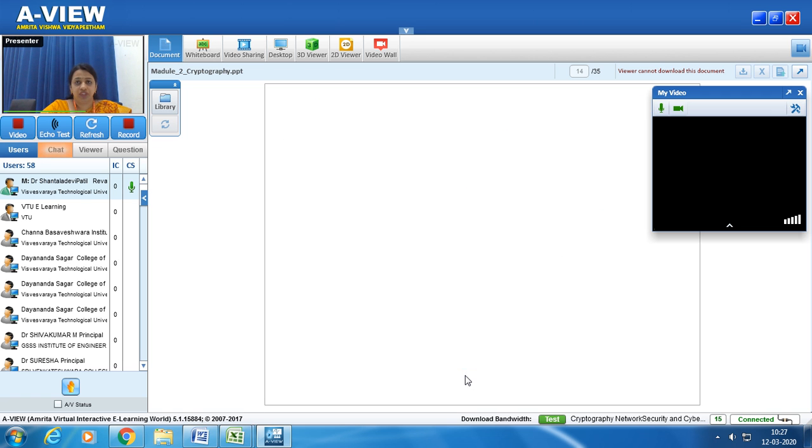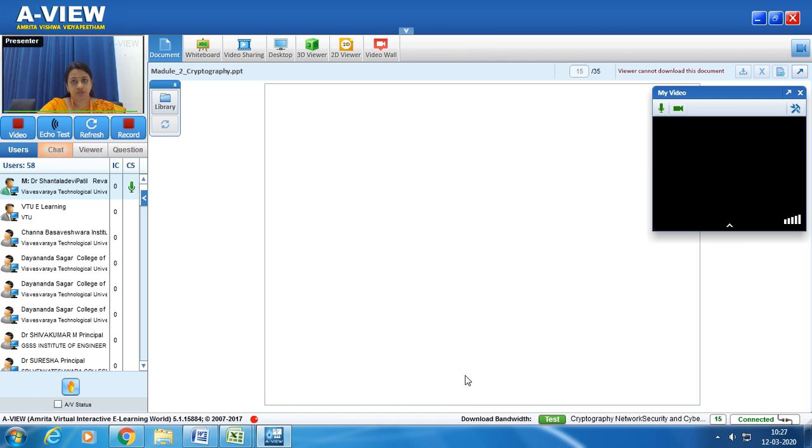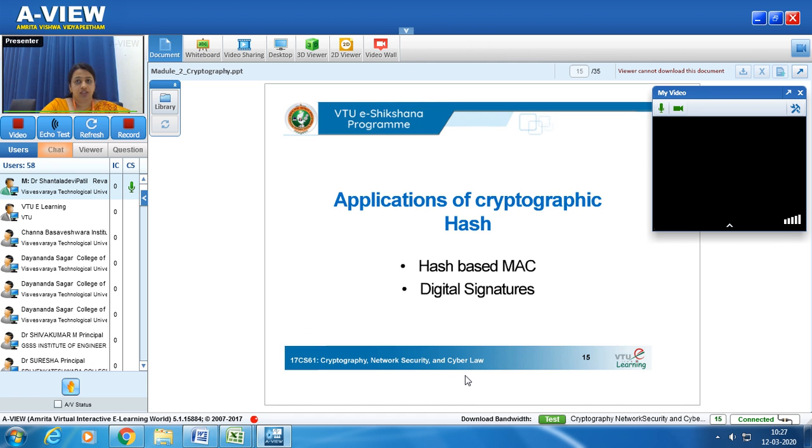Now moving further, after having understood SHA1, we will try to see where exactly SHA1 is applicable. There are 2 applications for SHA1 or the SHA algorithm. One is hash-based MAC and the other one is digital signature. Let's see the working and the difference between the hash-based MAC and the digital signature.